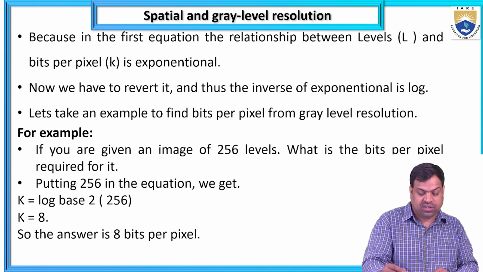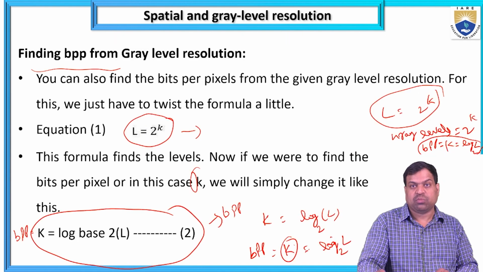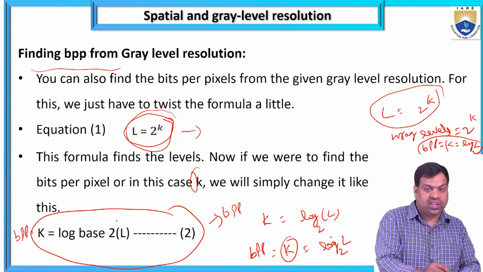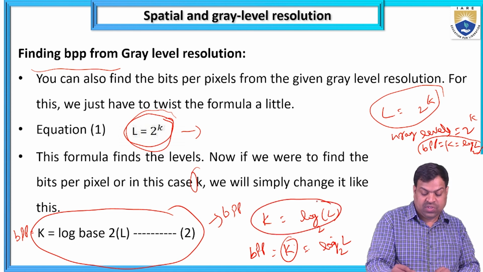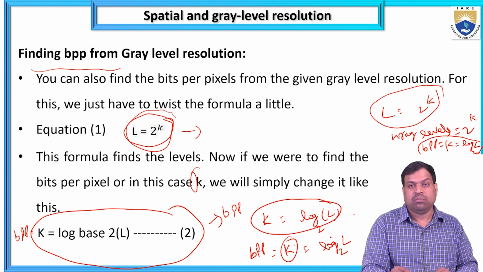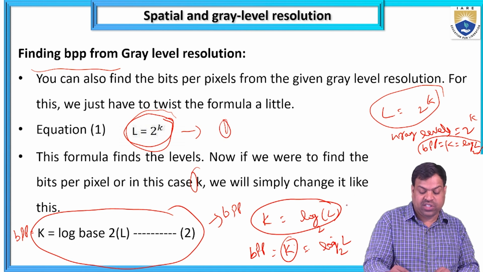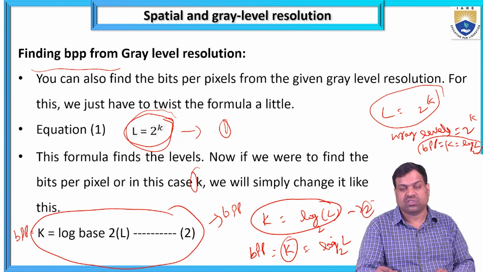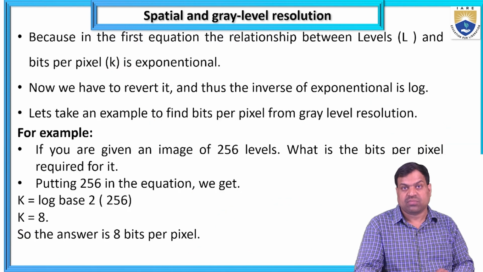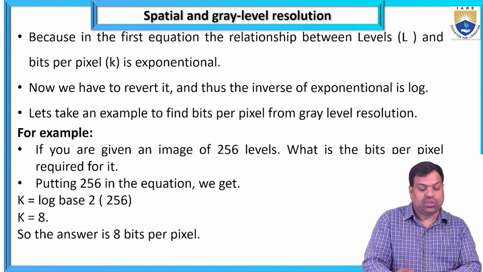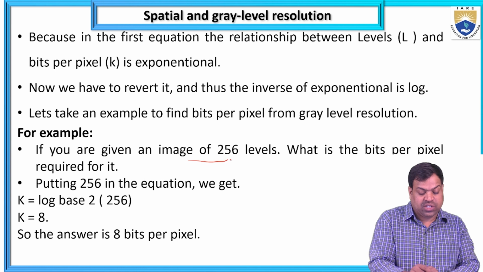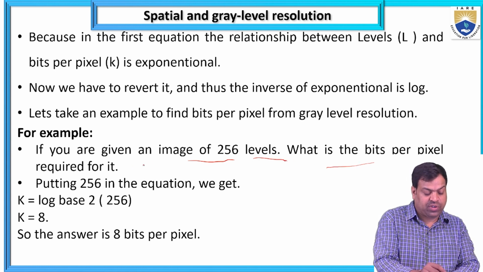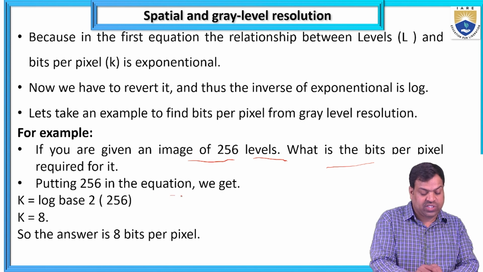For example, in the previous slides, two examples are there. The first one is L equal to 2 power k. In the reverse order, I am taking k equal to log L base 2. So it is one type of equation, and this is another type of equation, inversely related to the first. For example, the given image has 256 levels. What is the bits per pixel required for it? We have to take 256 in the equation.